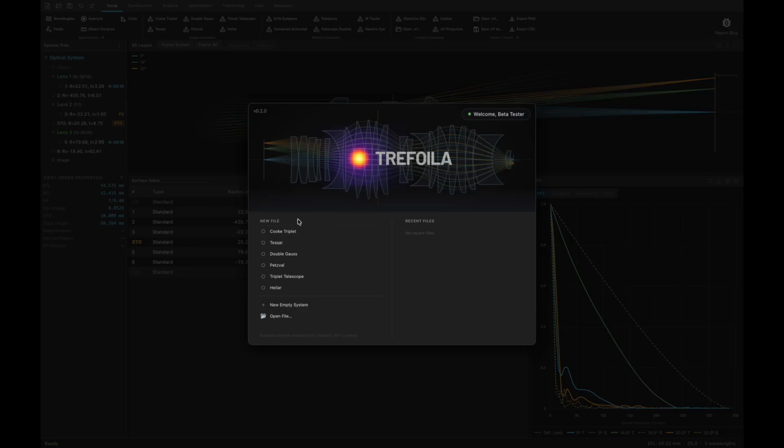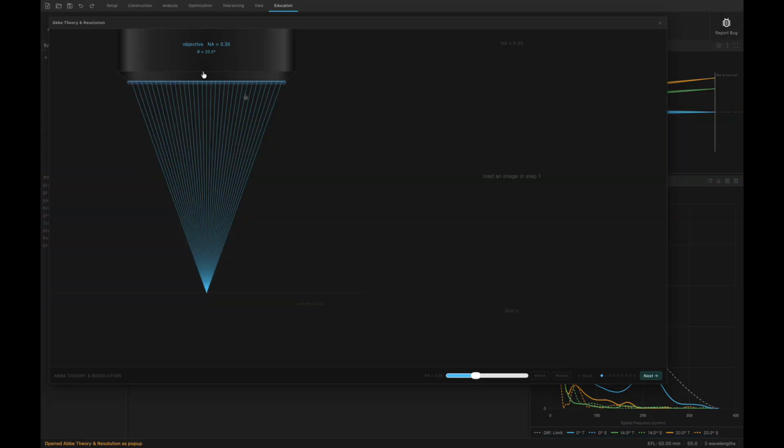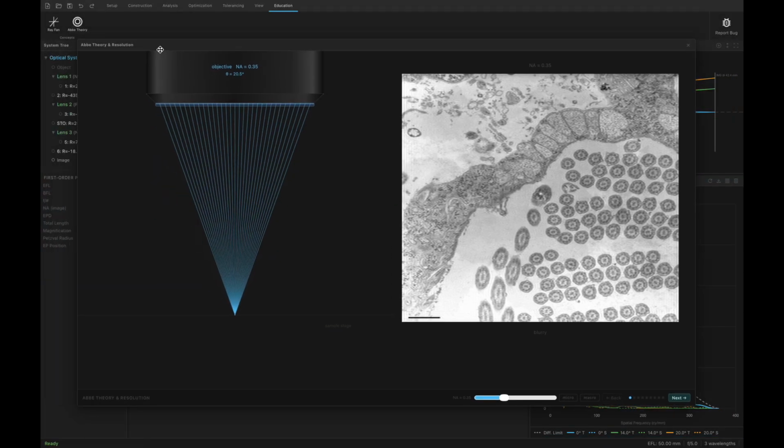So let's open any system here. We'll just go for a Cook triplet. Go over to the Education tab and open up the AB theory window, which is the theory that describes how numerical aperture has to do with resolution and diffraction. So we're greeted here with a microscope objective, the image that you'd see through it, and you have the sample down there. And you might notice that there's a cone of light here.